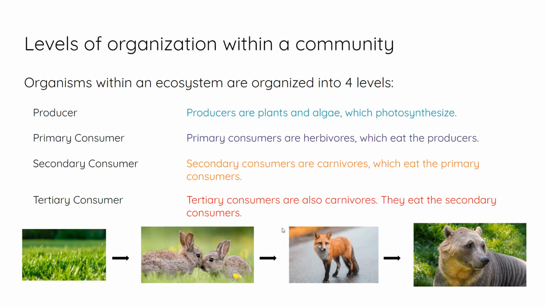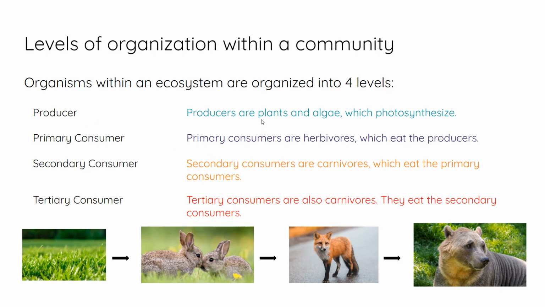But there are also levels of organization within a community. Organisms within an ecosystem are organized into 4 different levels. And these are the producers, primary consumer, secondary consumer, and the tertiary consumer.